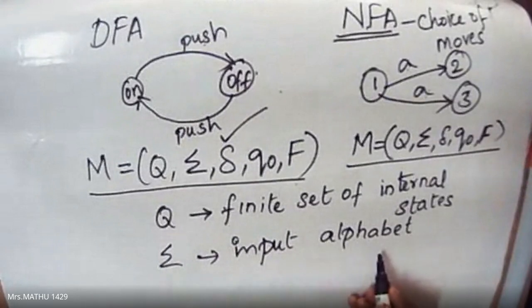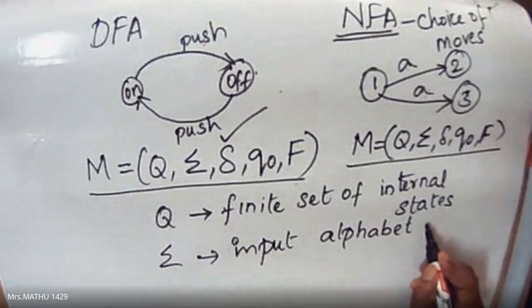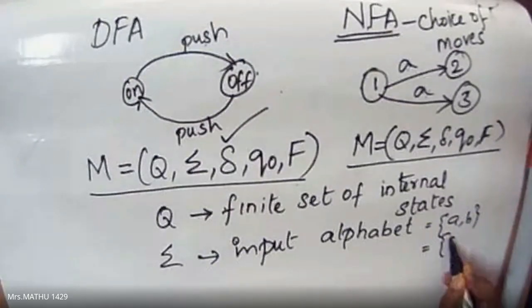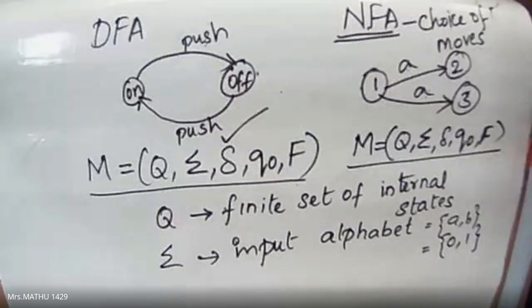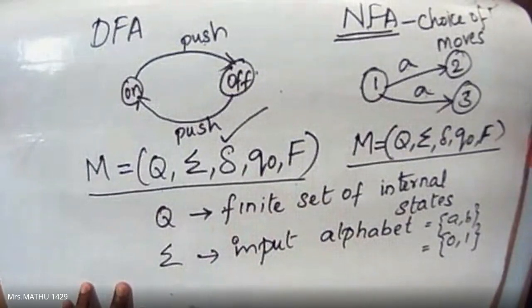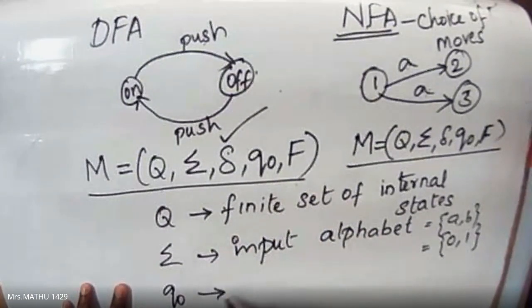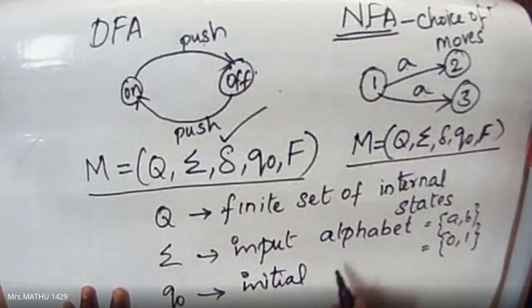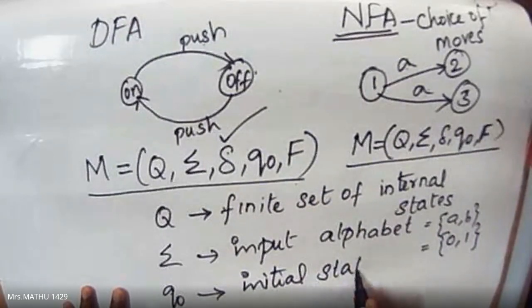So sigma is the input alphabet. It may be A comma B, or the binary alphabet 0 comma 1, any alphabet. The transition function we will see at the last. Q naught is the initial state, from where the transition will start.